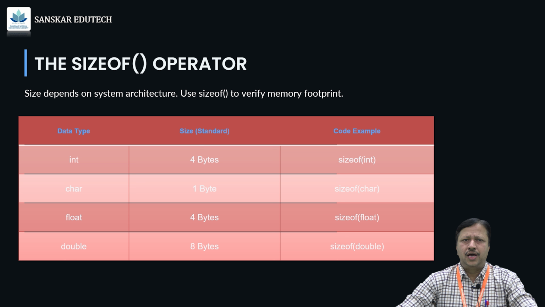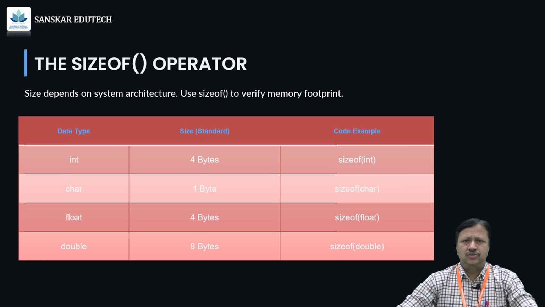Let's see the example. #include <stdio.h>, int main(). First, use sizeof to know the size of the data types. printf("The size of int: %d\n", sizeof(int)); so directly use the sizeof function. Again the size of char, size of float, and size of double. So the output will be like this: the size of integer 4, the size of character 1, the size of float 4, the size of double 8.